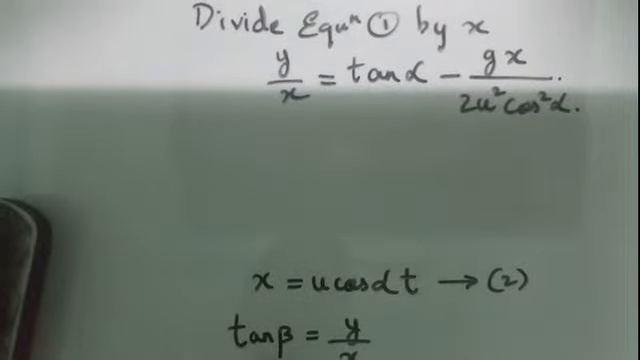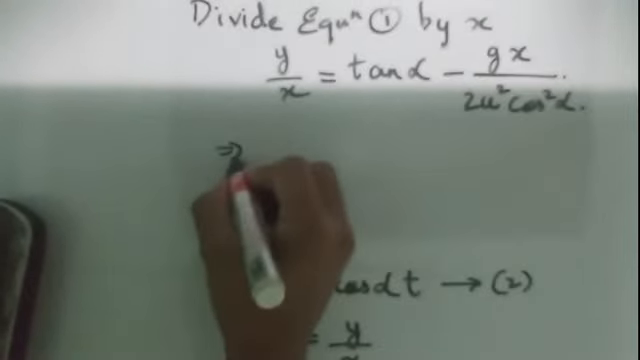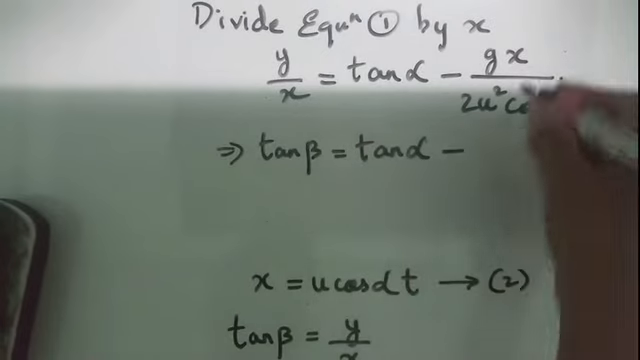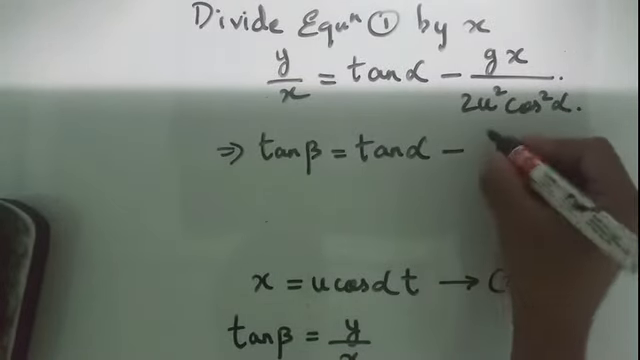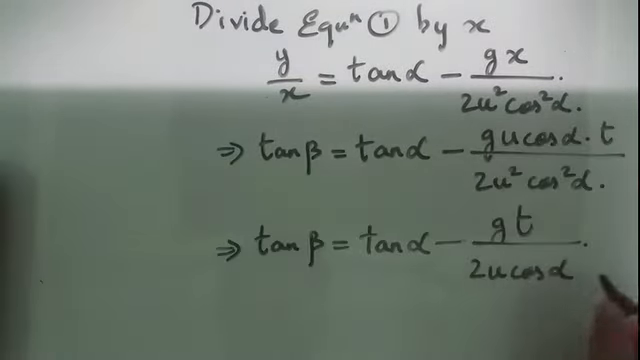Now we will substitute tan beta equal y by x, tan alpha. Now we will substitute x. X is equal to u cos alpha t. So you will be having this after simplifying it.